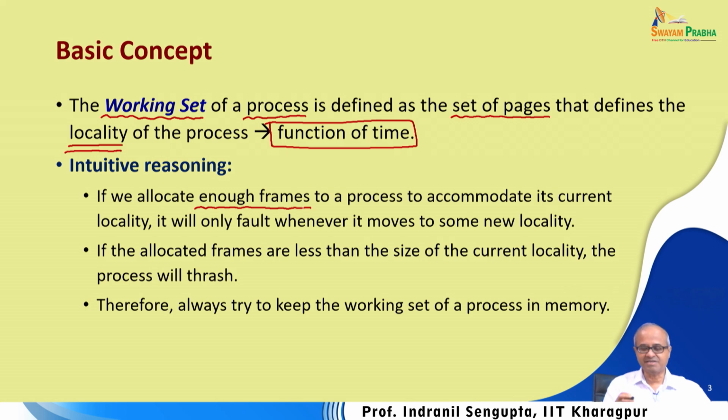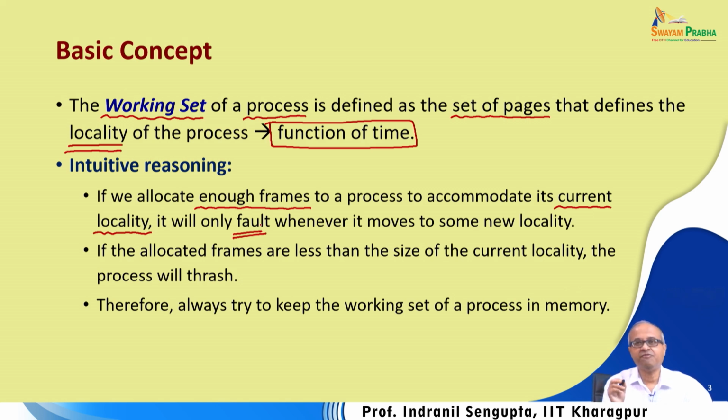So, the idea is that if you are able to allocate enough frames to the process to accommodate its current locality, the set of pages that it is accessing frequently right now, then there will be very few page faults. Page faults will start to happen only when the process moves from one locality to the next. One locality to the next means another part of the program where some other pages are getting accessed. So, only during that time there will be faults, otherwise there will be very few page faults.